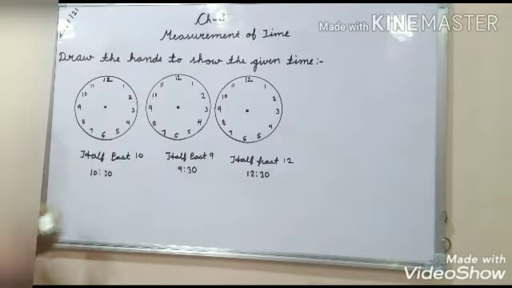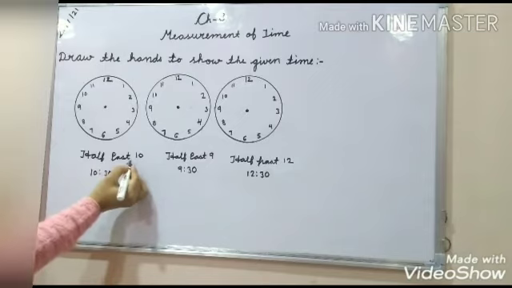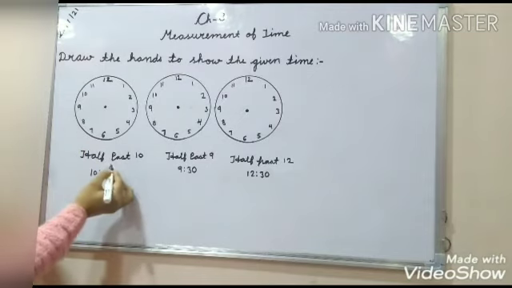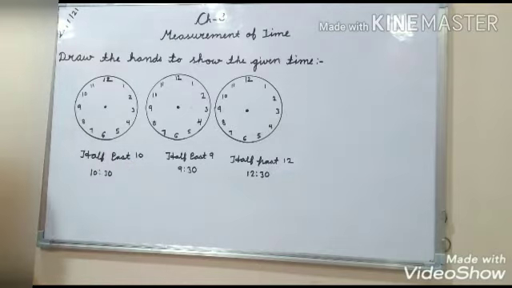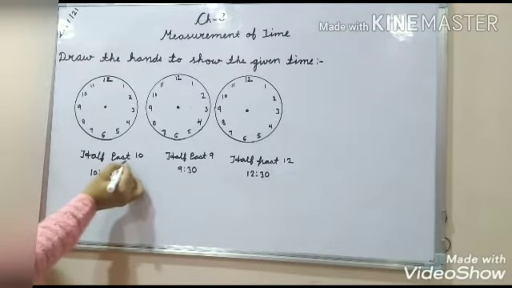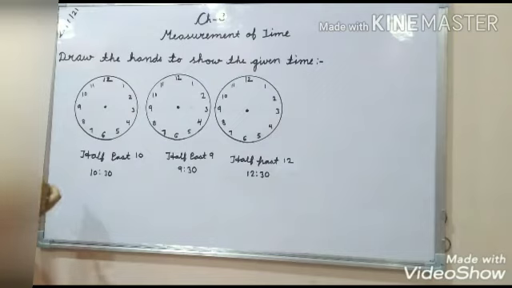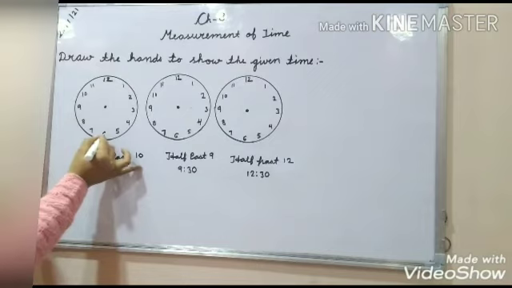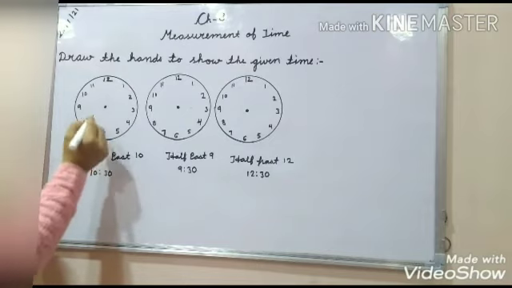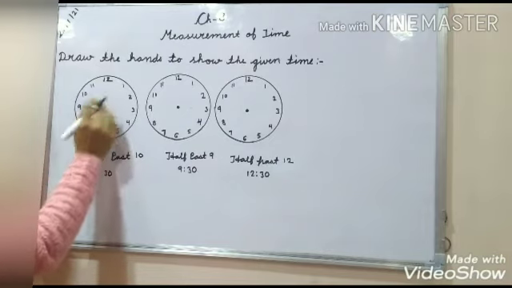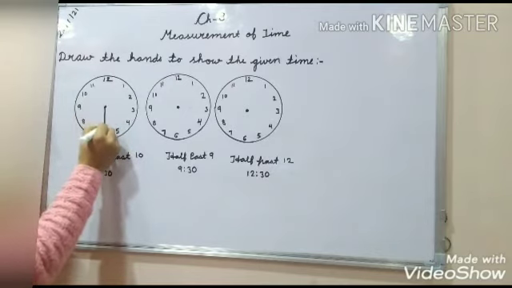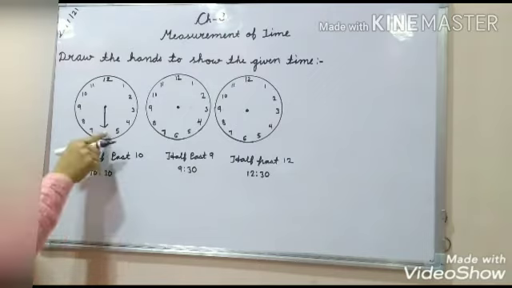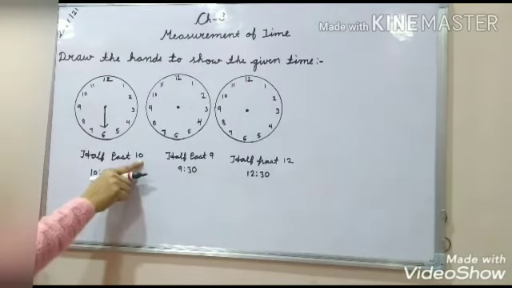Okay children, now we have to show the time half past. In this clock, what time do we have to show? Time is half past 10. So children, when the word half past is coming, what do we have to do? We have to draw the longer hand or minute hand at 6. In the last class I taught you. So you will make the longer hand at 6. Children, you always use a scale to draw the hand. Now 6, that is half past, and now what is the time? That is half past 10.